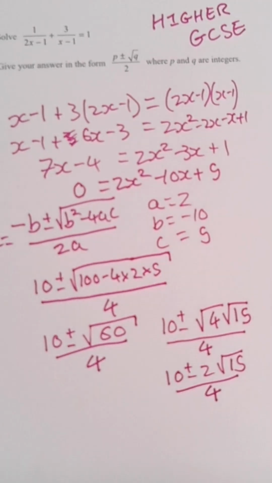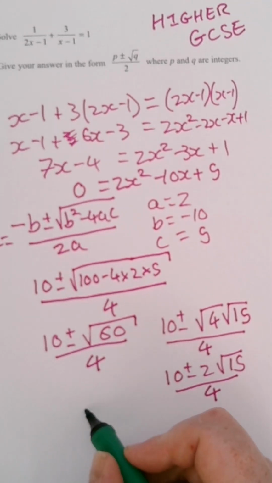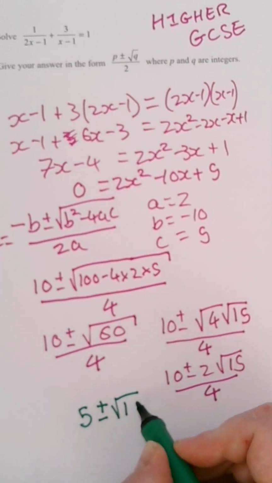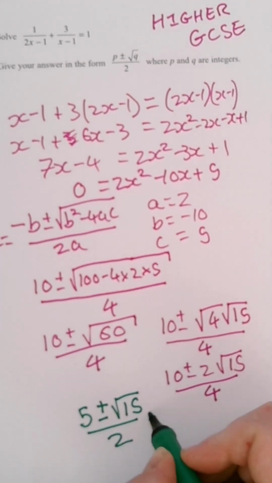Very final step then. So we can divide this by 2, this by 2 and this by 2, giving me my final answer of 5 plus or minus root 15 over 2. And there we go.